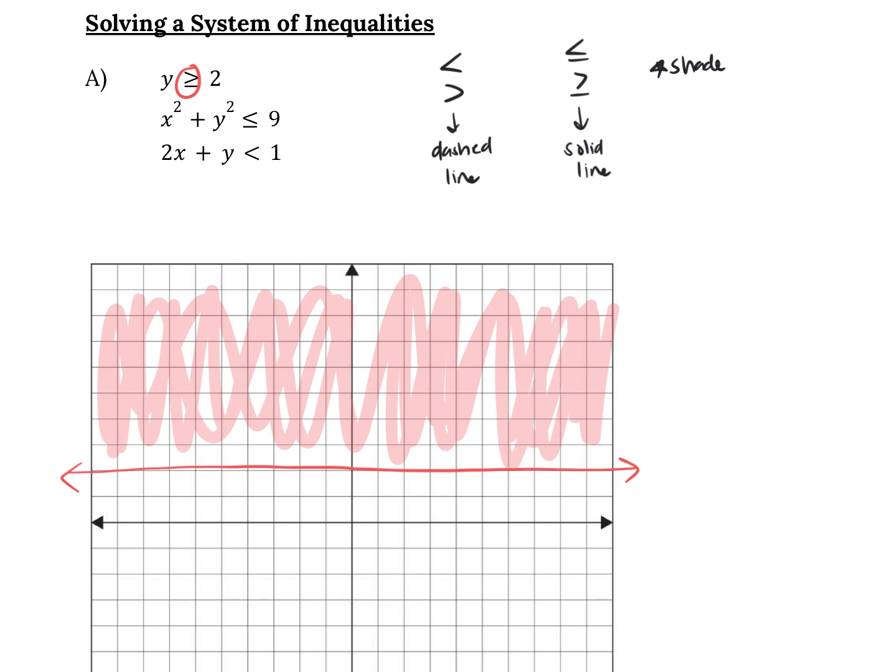Okay, next is a circle. This is a circle, and it's going to be centered at 0, 0 with a radius of 3, the square root of 9. So I'm going to start at 0, 0. I'm going to go up 3 on both sides here to make my circle. And then I need to decide, am I shading inside the circle or outside the circle? So I'm going to test the point 0, 0. If I plug in 0 here, is 0 less than or equal to 9? Yes, it is. So I can go ahead and shade everything in the center.